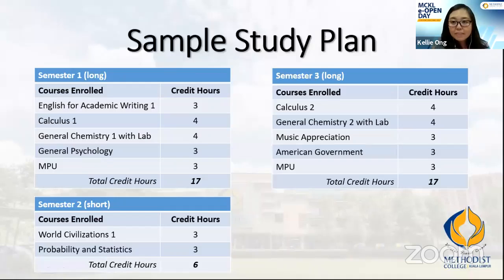Here's a sample study plan in the event you're not very sure about credit hours. All classes are assigned credit hours. Typically, if it's a 3 credit hour course, it means students will be exposed to lectures for 3 hours. As an example, for semester 1, the long semester, students are required to take classes like English, and then depending on the major, calculus if required, chemistry, general psychology, and this includes MPU. The total credit hours accumulated here will be 17.